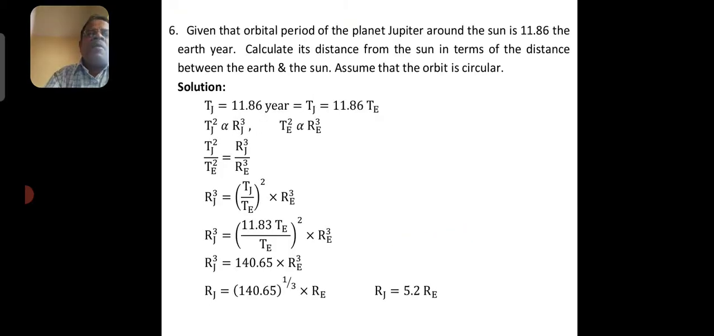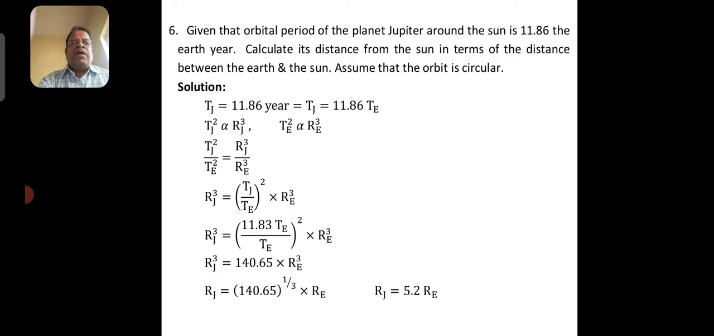Problem number 6, given that orbital period of the planet Jupiter around the Sun is 11.86 Earth years. Calculate its distance from the Sun in terms of the distance between the Earth and the Sun. Assume that the orbit is circular. Given that period of Jupiter Tj equals 11.86 years, that is 11.86 Te.